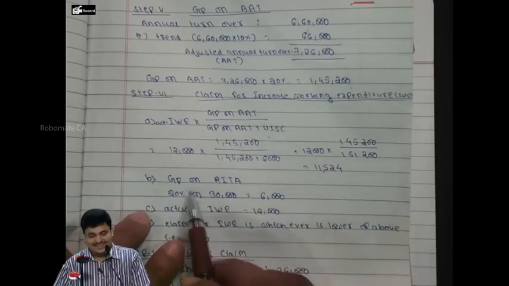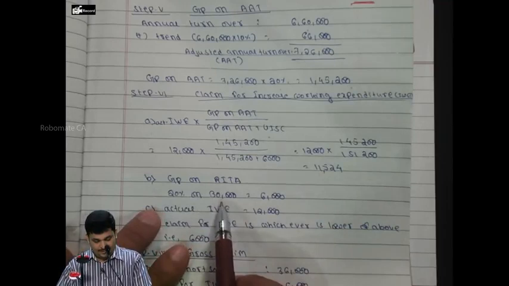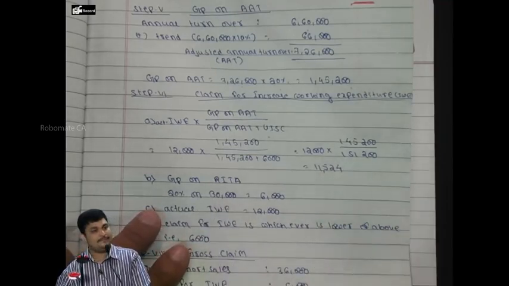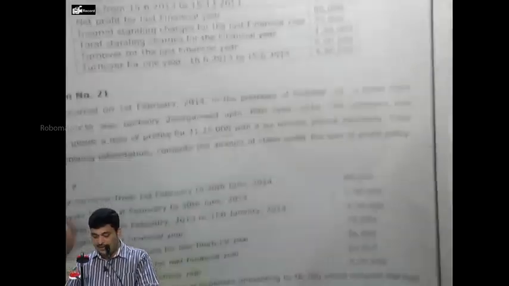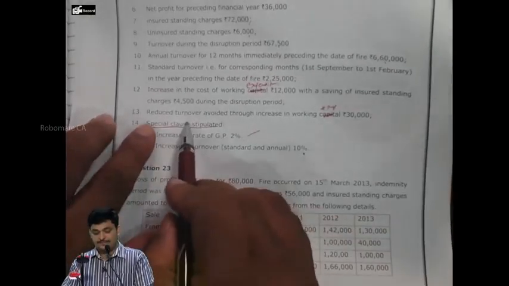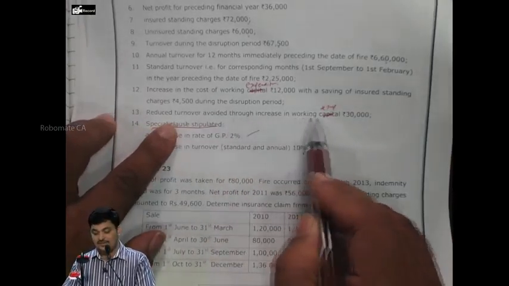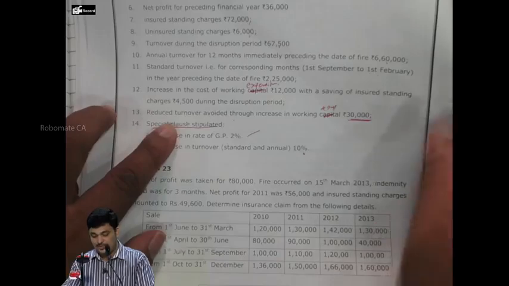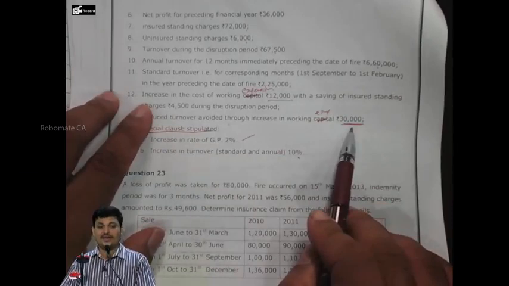GP on RETA. So it has to be understood that they have given the RETA. In the question there is no breakup required, no computations required. Don't think, sir, I have difficulty in computation of RETA. What is given is RETA: reduction in turnover avoided through increased cost of working. Some student was having a doubt: sir, here also increased cost of working is given, here also increased cost of working is given, confusing.